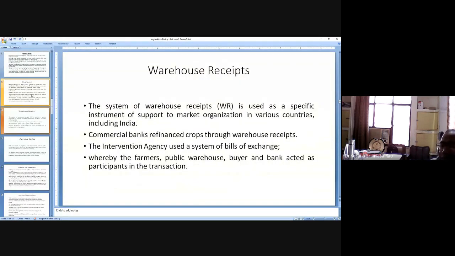Then warehouse receipts. Nowadays, to store the agriculture products, warehouses are being established in each and every place.